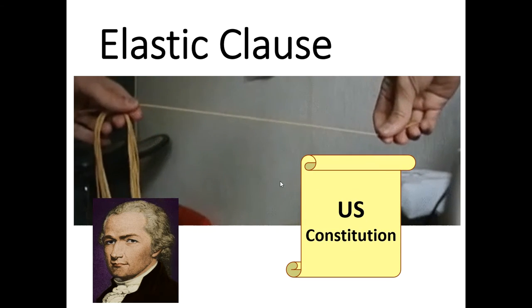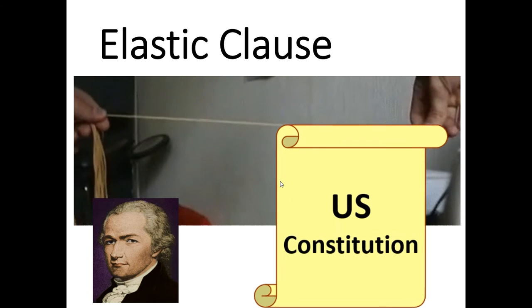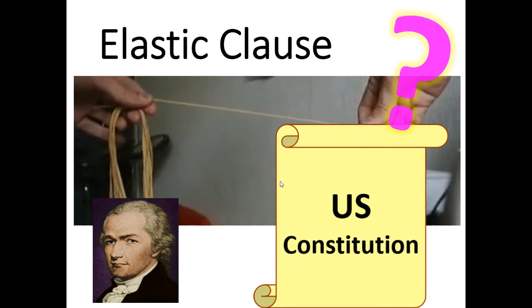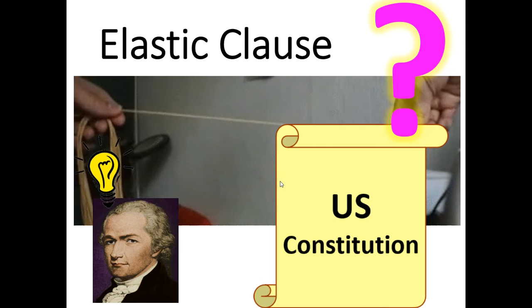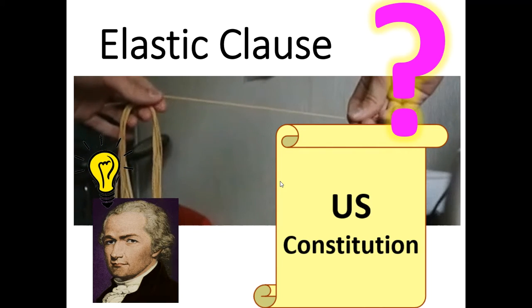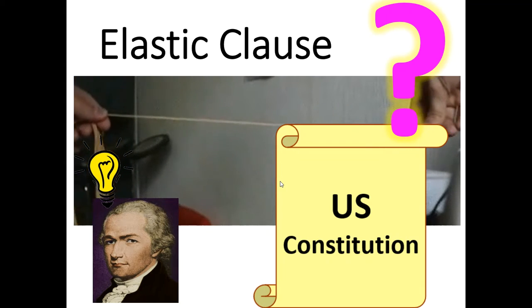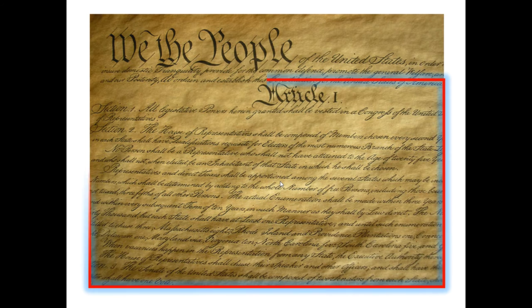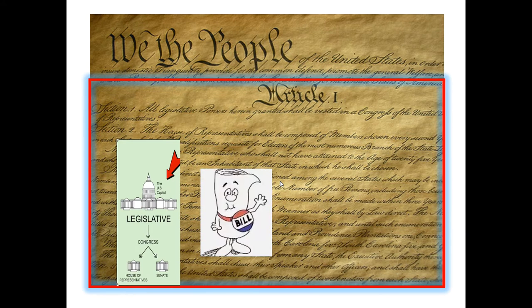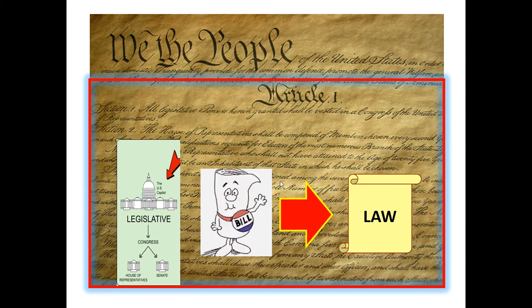Let's look at the elastic clause. Let's stretch it out. All right, you don't believe me? I'm going to show you how we're going to make this work. Hamilton thinks about it and thinks about it some more. So he goes to Article 1, which describes the legislative branch and explains how the legislative branch makes laws. Okay, cool. Well, I need a law that allows me to make a bank.